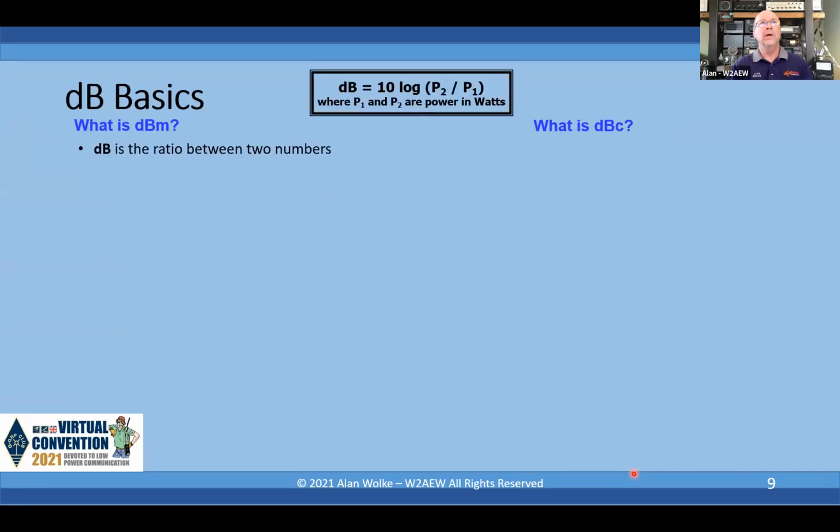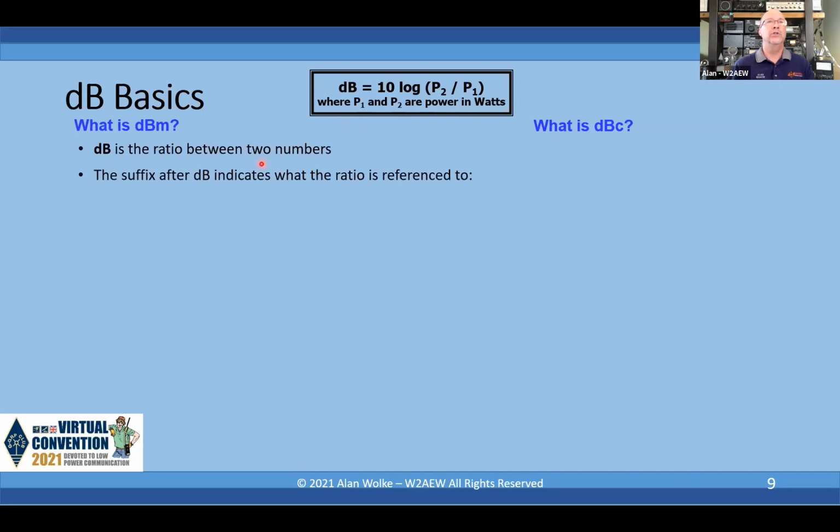A dB without any kind of suffix on it is literally just a ratio between two numbers. It's like saying a factor of 10 or a factor of 32, or twice as big or half as big. dB is just a ratio. It's not an absolute number. It's computed by this formula here. In the case of dB, we're talking about power levels. So we take the ratio of P2 to P1, that fraction, but we're doing 10 times the log of that. And that's the definition of a dB.